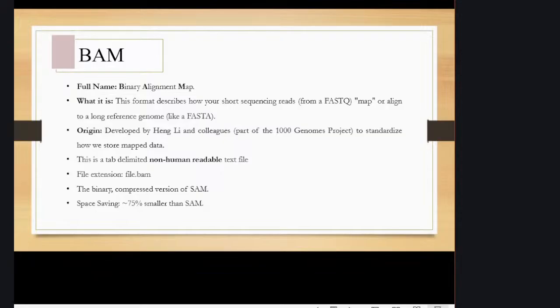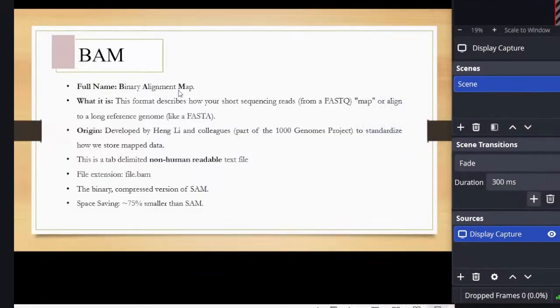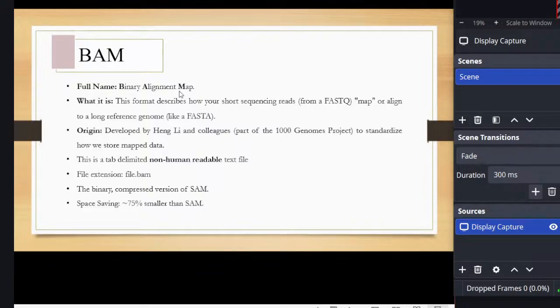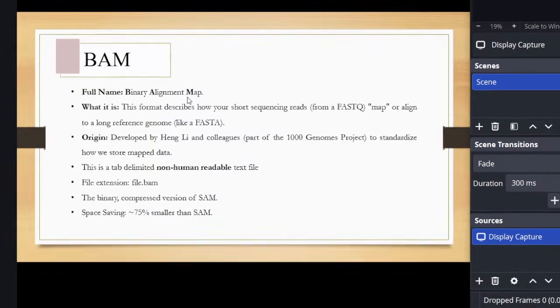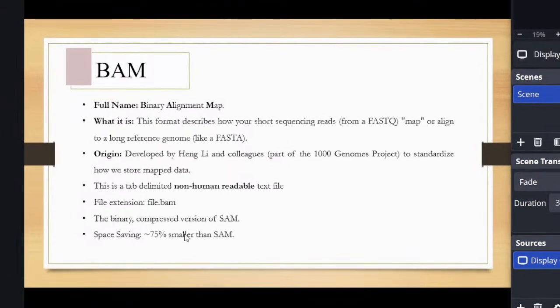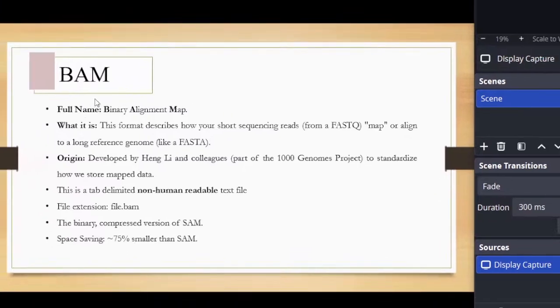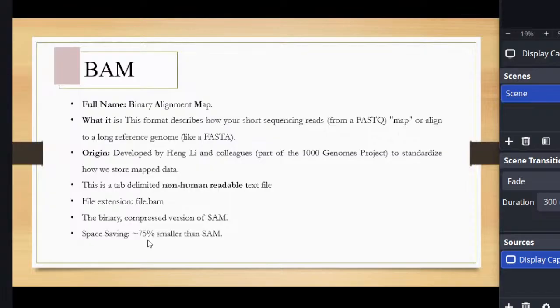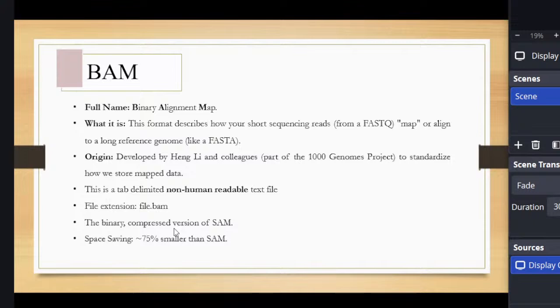So here you can see the only difference between BAM and SAM is that BAM is a non-human readable file. Only a computer can read it because it's a binary file. Normally in a computer, once any file is converted into a binary version, that file becomes very small in size and also the speed increases. Therefore the BAM is much better and more efficient than SAM, but you cannot read the BAM file. This is the only difference between BAM and SAM.